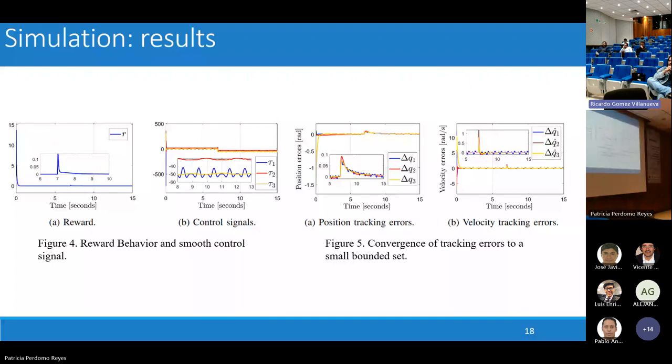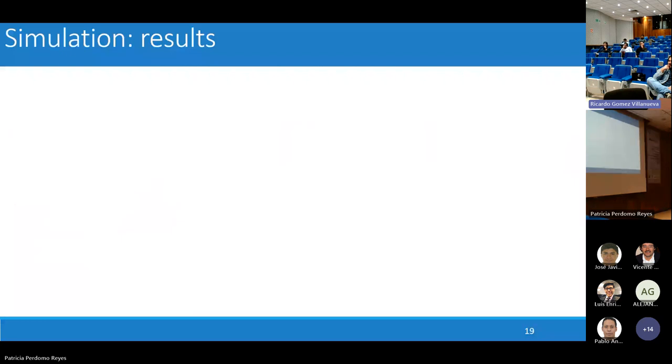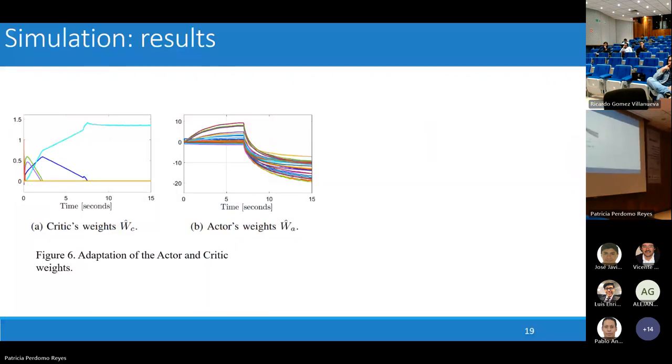Here we have the convergence of the tracking error, position error, and velocity errors. And we can see that both errors remain around zero, as we stated in the second Lyapunov function. And also we can see here the effect of the disturbance, but the controller managed to compensate the disturbance. In figure six, we can see the behavior of the critic weights and also the actor weights.